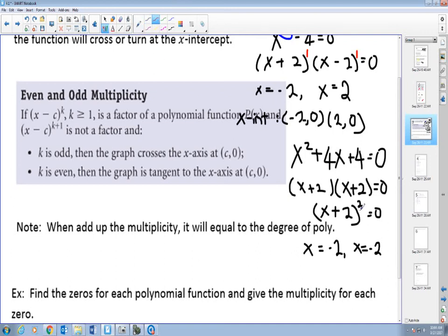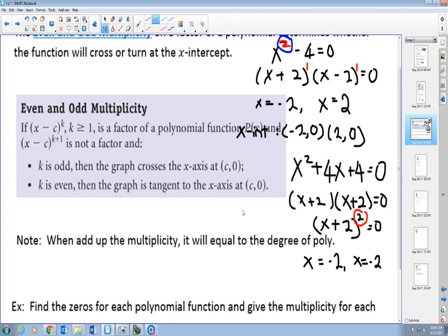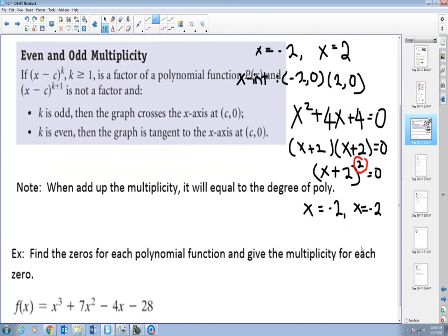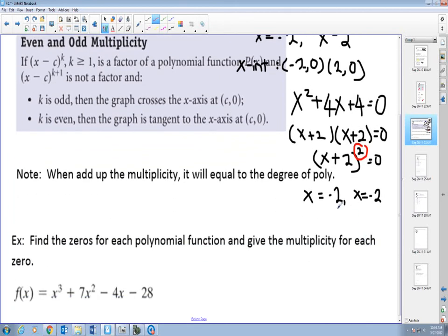So that tells you that when the exponent on the factor is even, then the graph is actually tangent to the x-axis. What that means is it will actually turn at the x-intercept. These two are the same x-intercept. So I still have 2 zeros. It's just that the 2 zeros are exactly the same because the multiplicity is even.